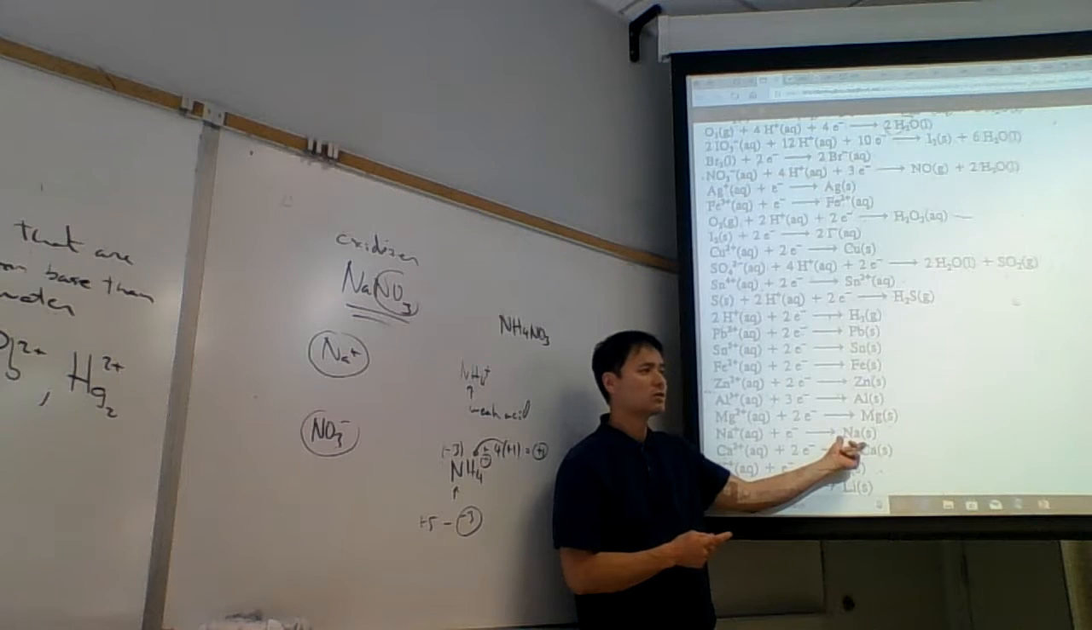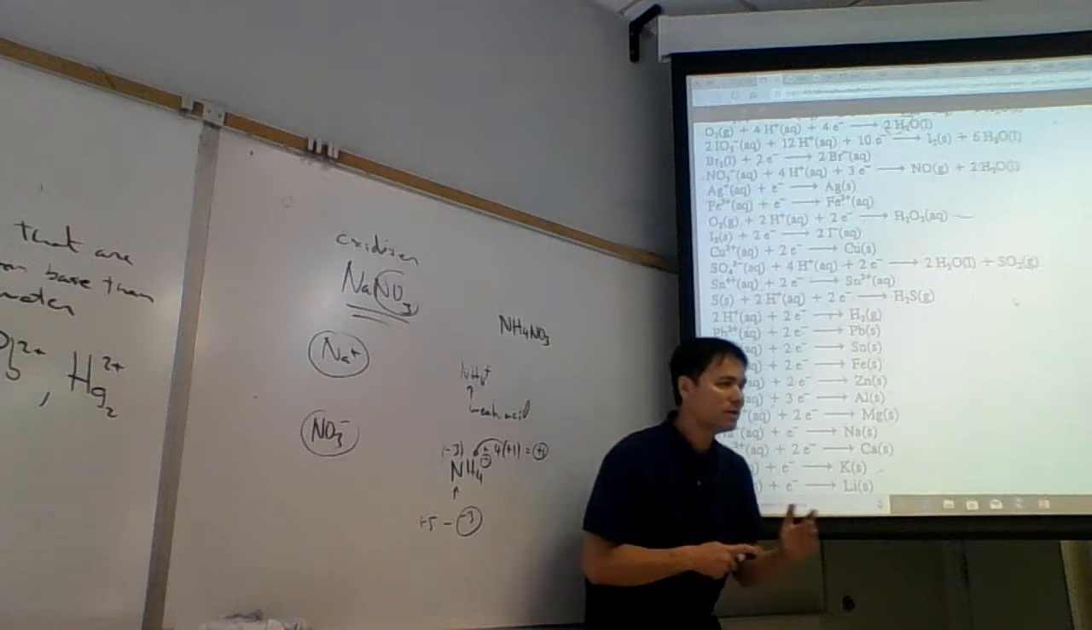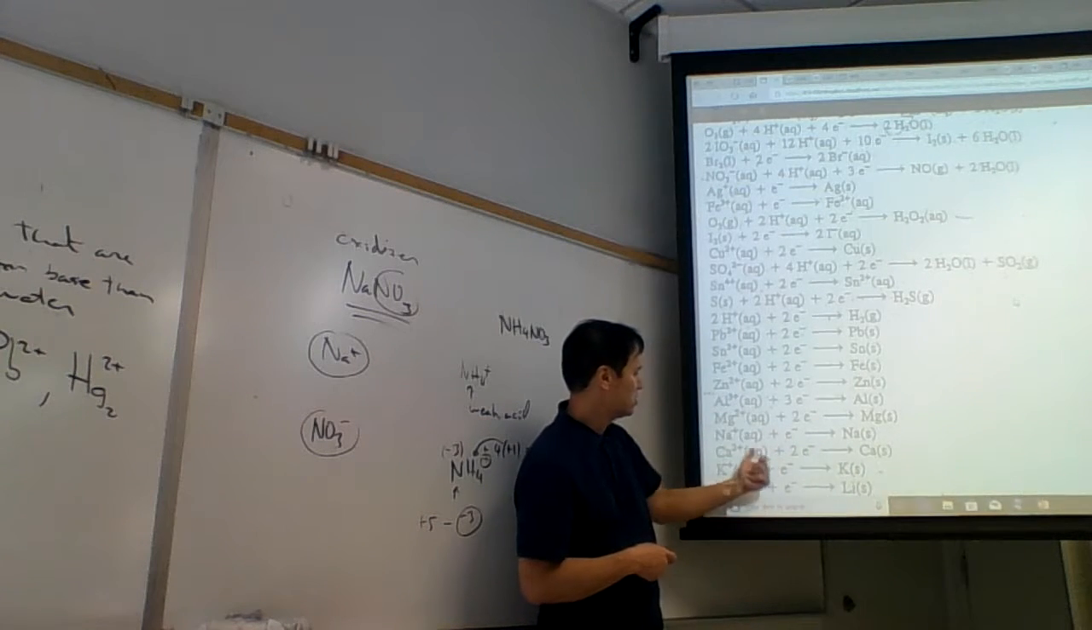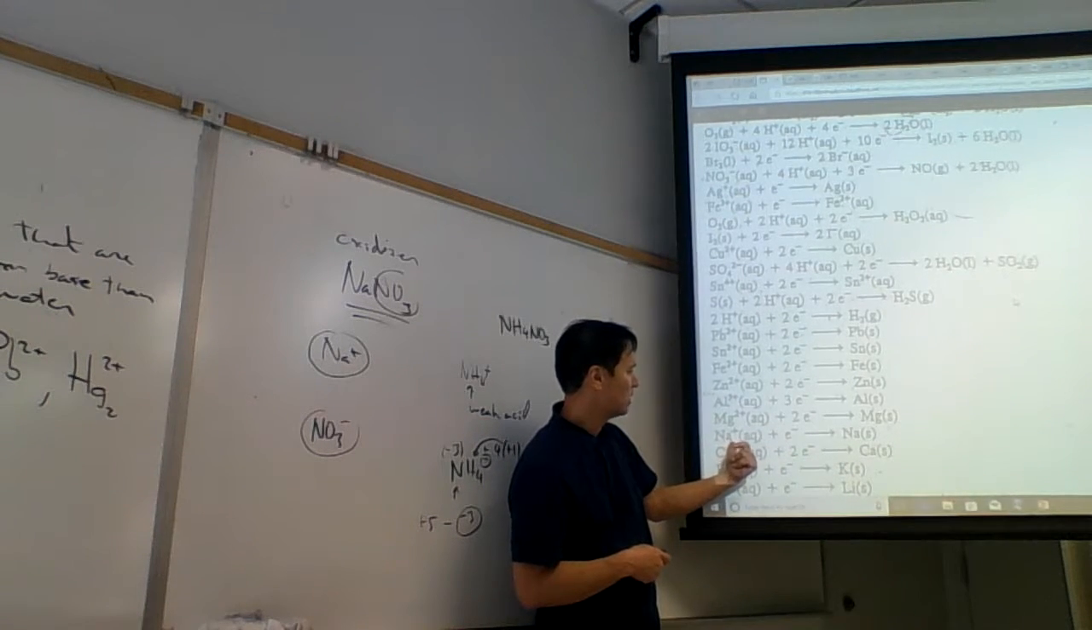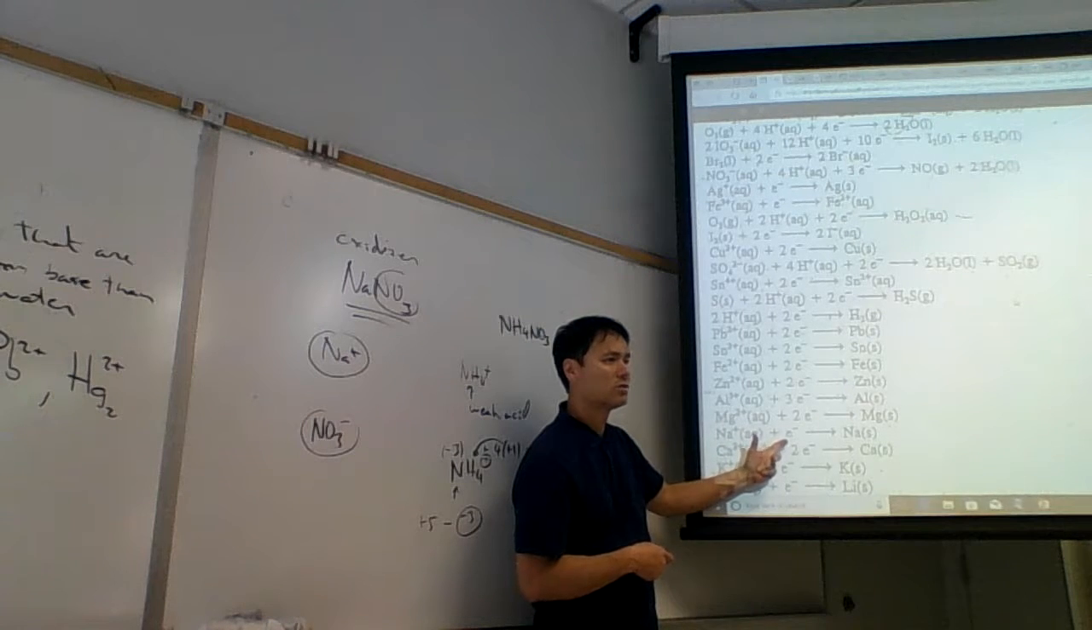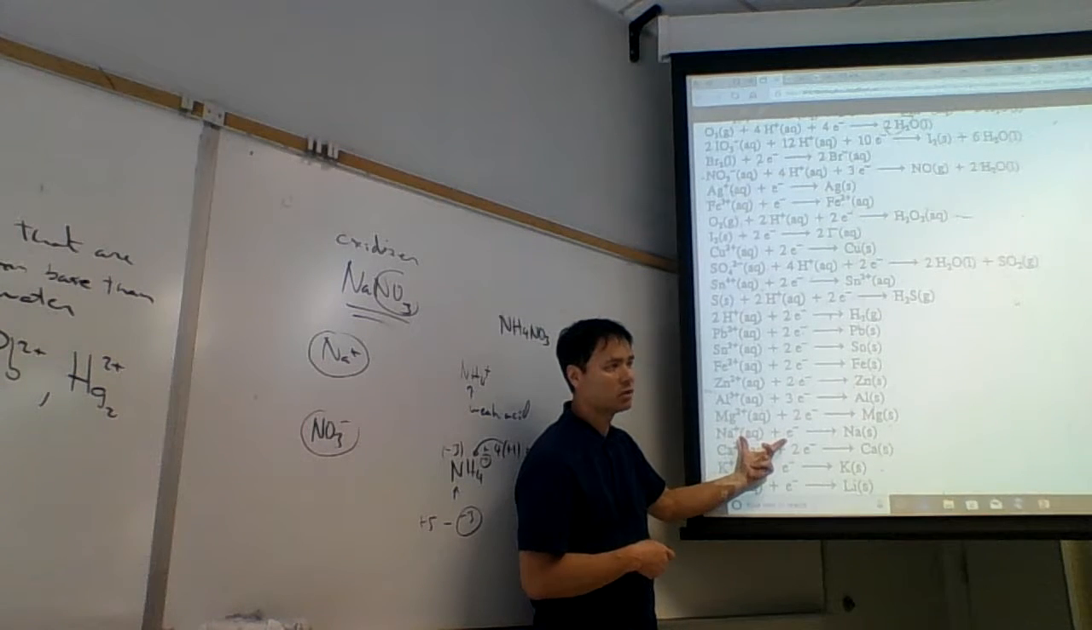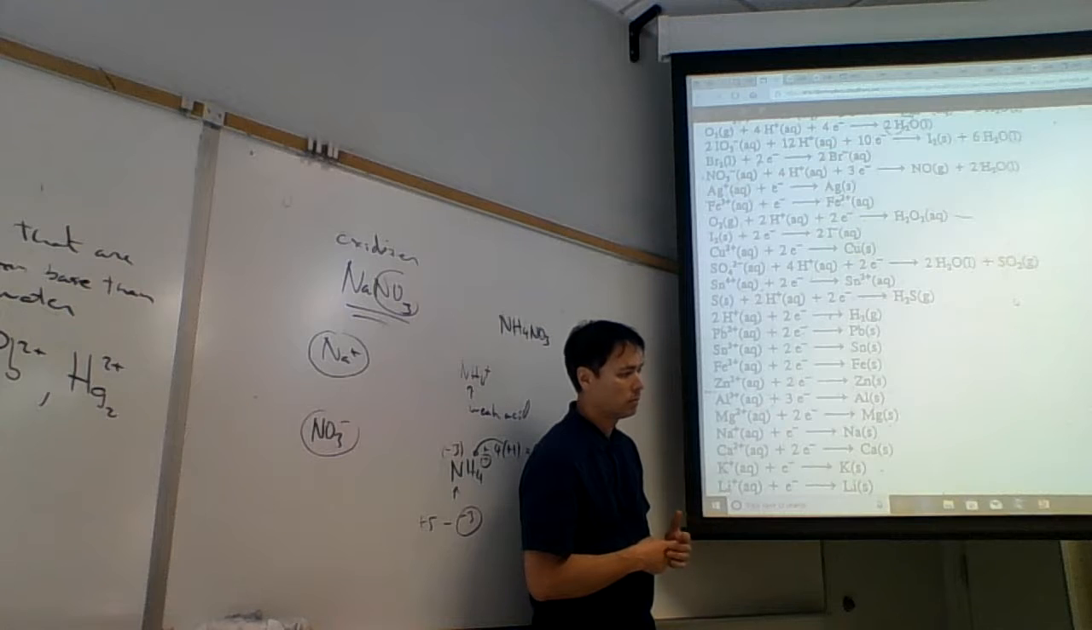Sodium is considered electron-rich. Sodium doesn't really need it. So if sodium loses that electron, it forms sodium ion. Does sodium ion really need that electron? Does it really want that electron? Is it going to take that electron from something? No.